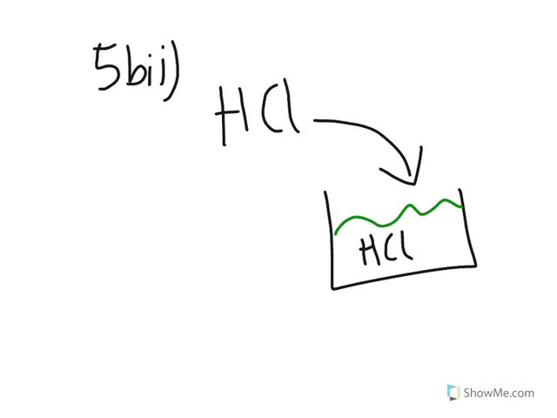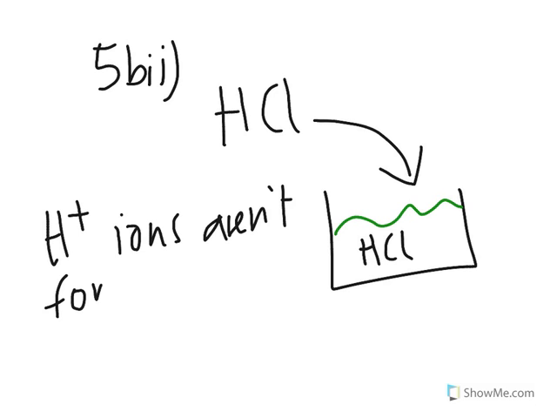Because if there are no H plus ions, that means there's no acidity, and that means there's no acid. So the reason that there's no universal color change is that H plus ions aren't formed when HCl, hydrogen chloride, is dissolved in methylbenzene.